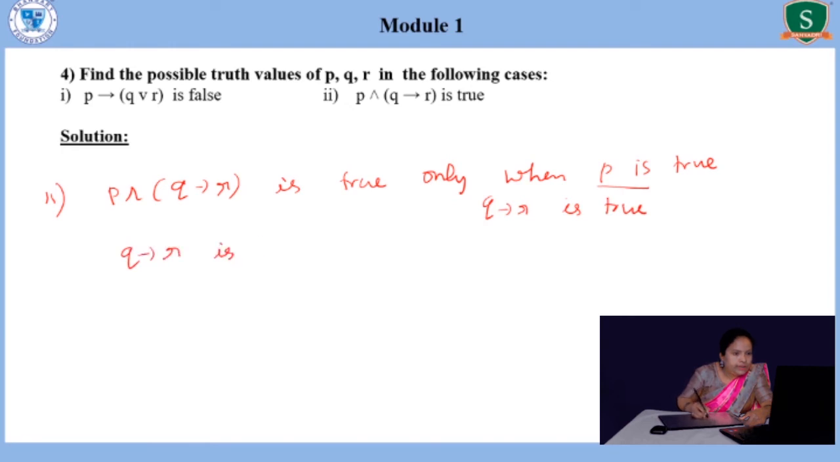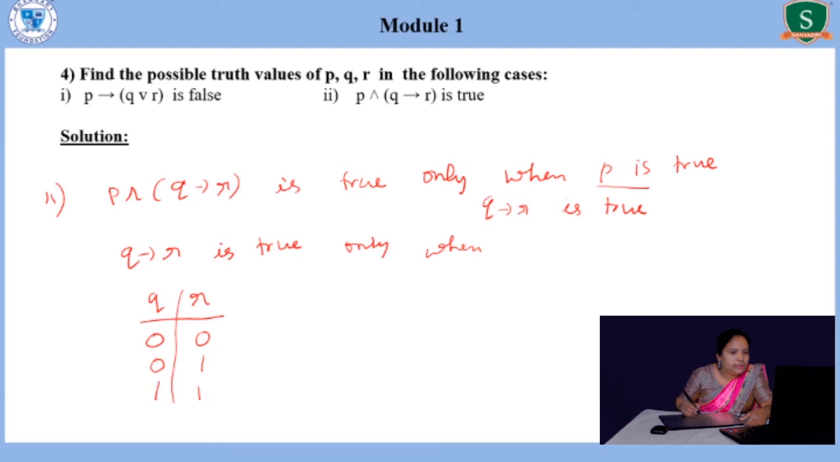Q conditional R is true only when there are three cases. Okay, if I take Q, R, Q conditional R is true only when both Q and R are false, when Q is 0 and R is 1, and when both are true. Okay, there are three cases for the true condition.